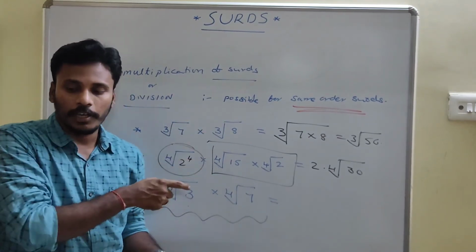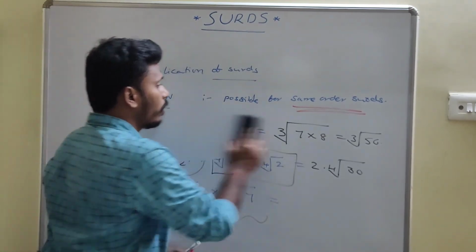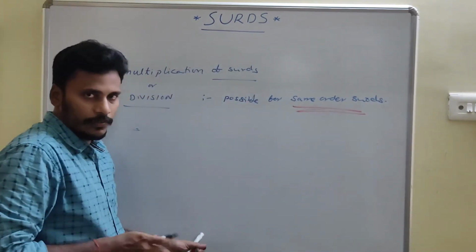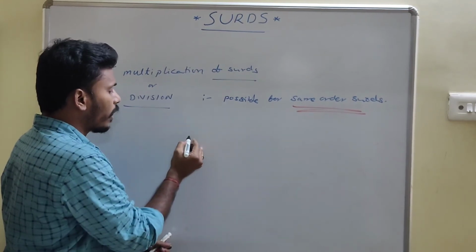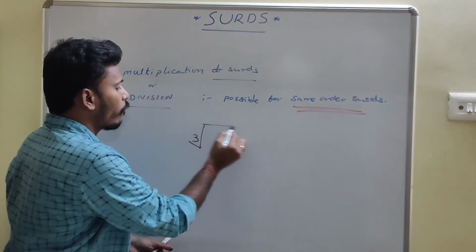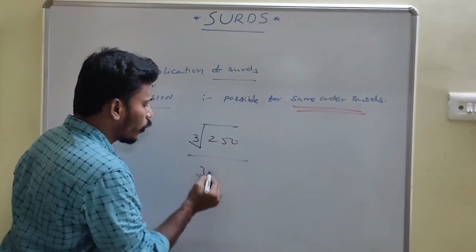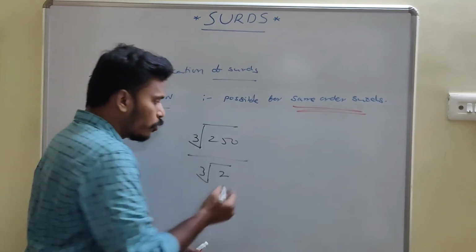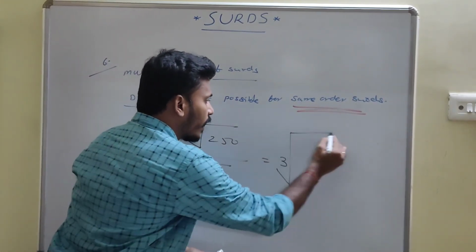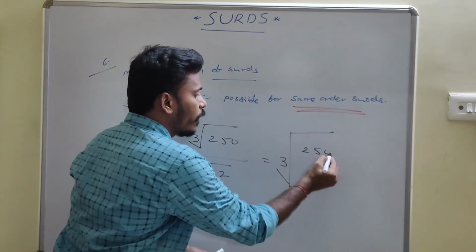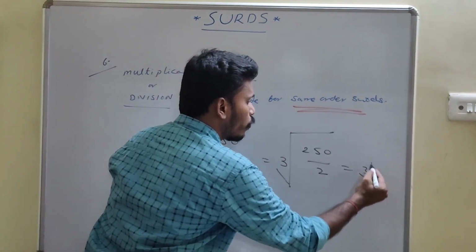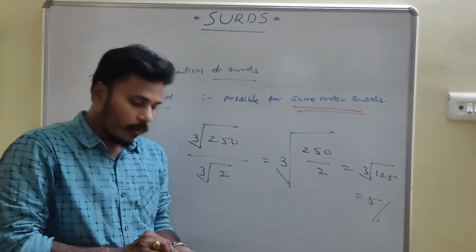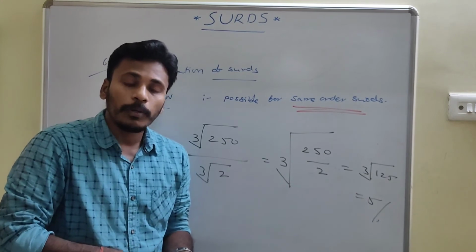Now, not only multiplication, division is also acceptable if the surds are of the same order. I am going to give you one division. Something like cube root of 250 divided by cube root of 2. Since both surds are of the same order, cube root, you can divide directly. That is cube root of 250 divided by 2, which equals cube root of 125, and that equals 5.